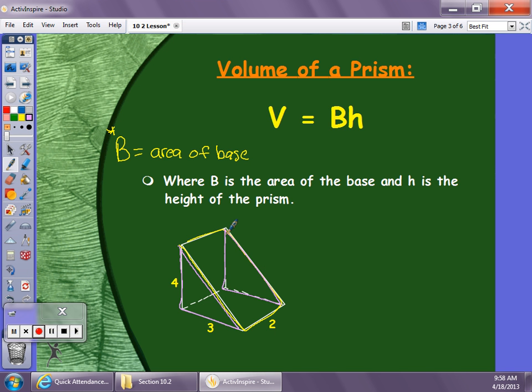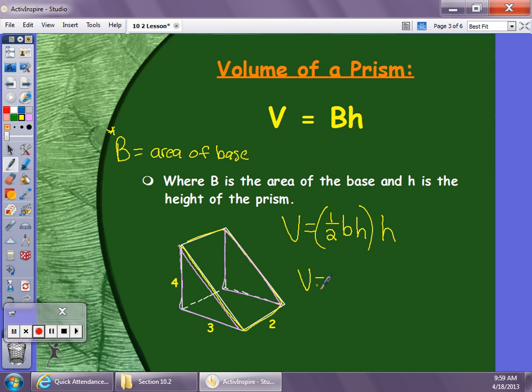So now we're going to go ahead and insert the area formula for a triangle for big B. So the volume will be the area of the triangle, which is 1/2 base times height. Remember that's your formula for big B if you're trying to find area of a triangle, times the height of the figure. Okay, so let's not confuse that. So that's not the height of the base, that's going to be the height of the figure.